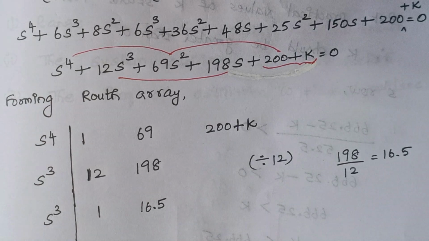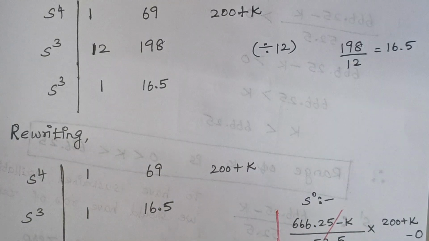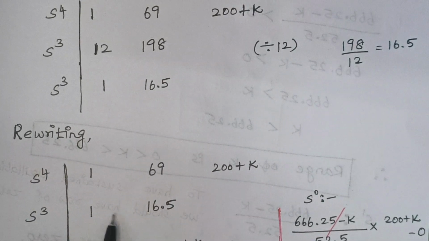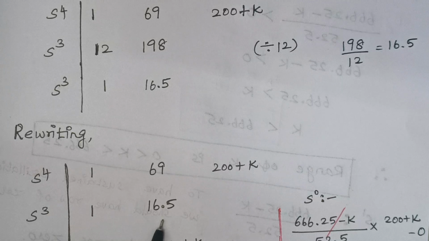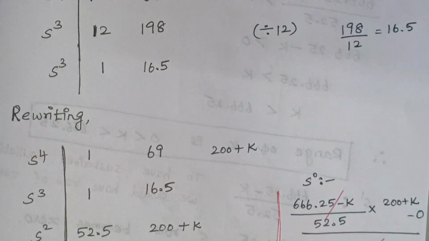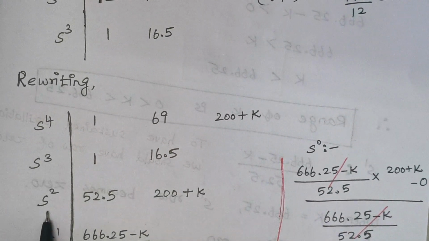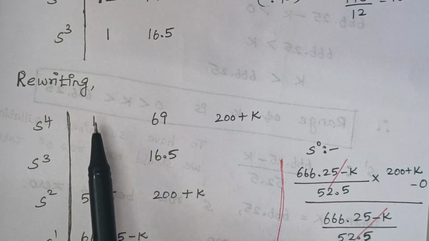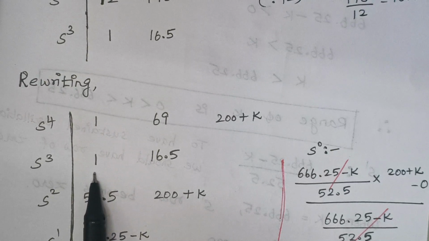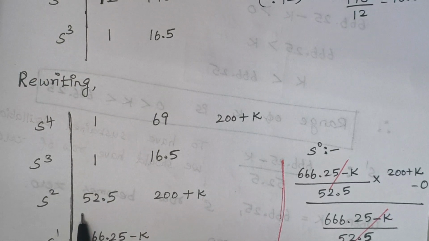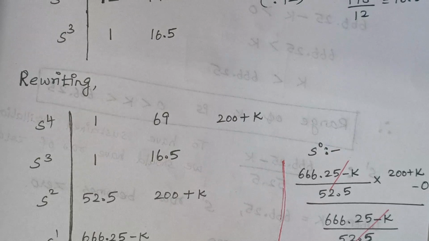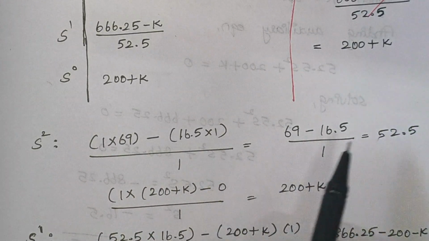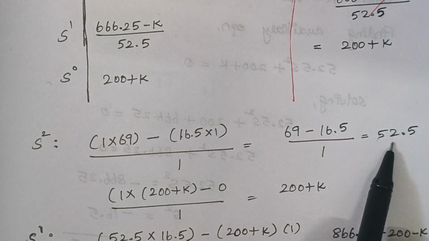Right. Next I am going to rewrite this array again. By rewriting, I am having the s power 4 row and this s cube row in simplified form, right? And the next step is finding the s square row. The procedure is 1 into 69 minus 16.5 into 1 divided by 1, right? That gives you the answer as 52.5. Here I had written the steps. So the answer is 52.5 here.